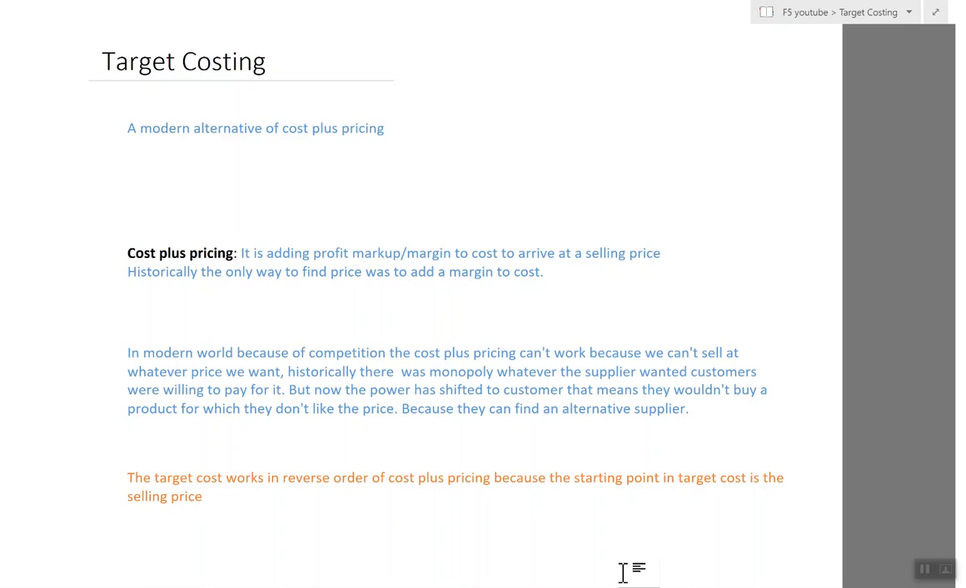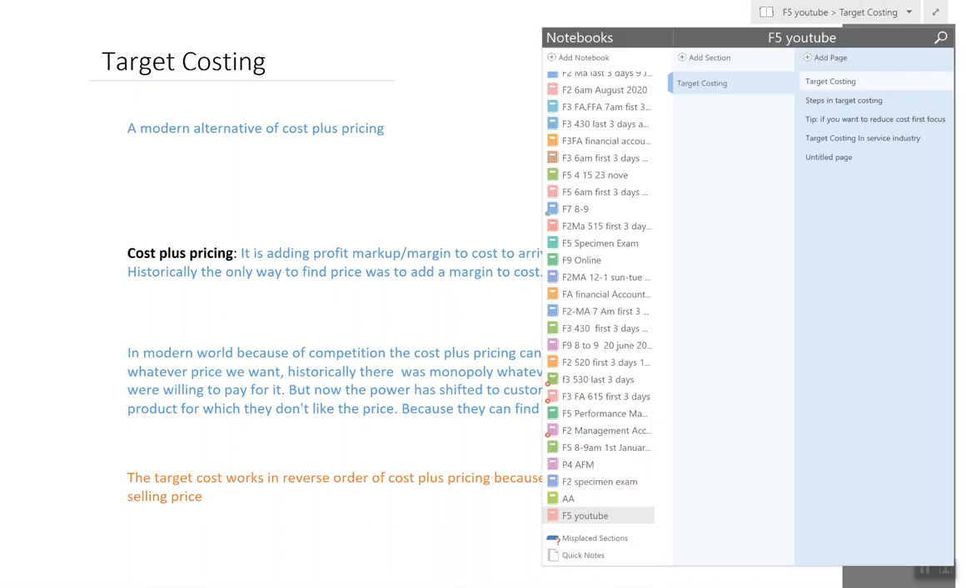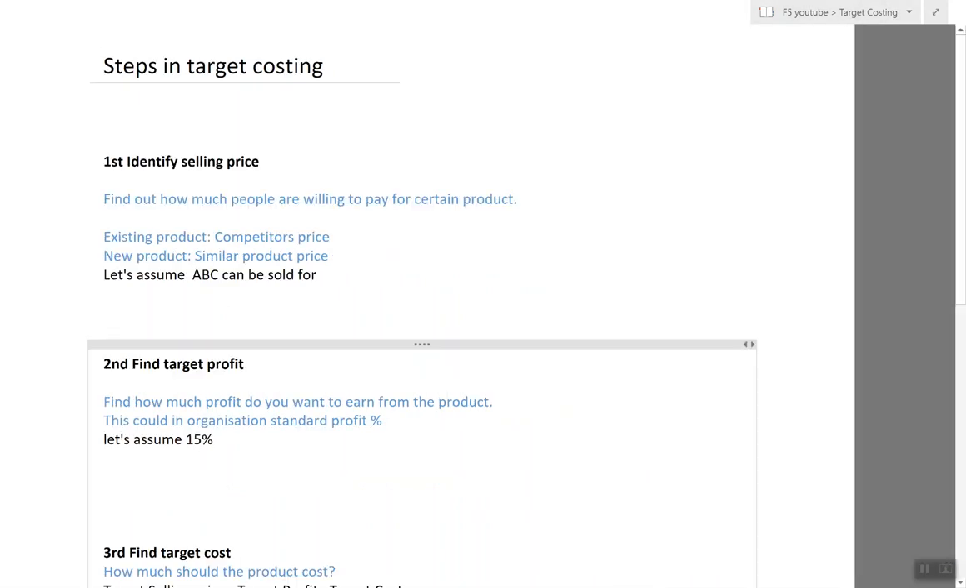Remember, target costing is the complete opposite of cost plus pricing. In cost plus pricing, first is cost, then profit, then selling price. Target costing is complete reverse. First is selling price, then is profit, and then is cost. So let's look at the steps of target costing. First thing is to identify selling price.